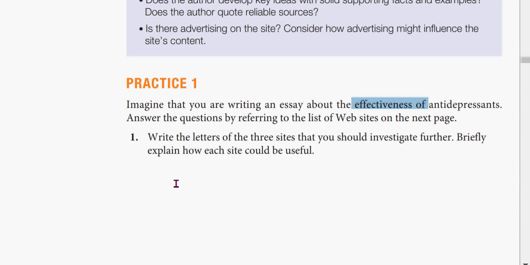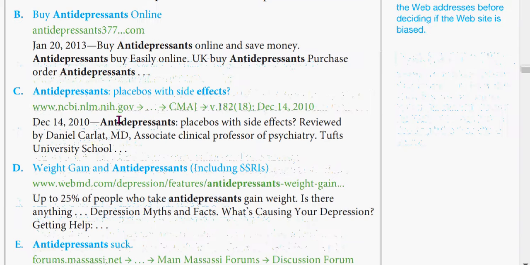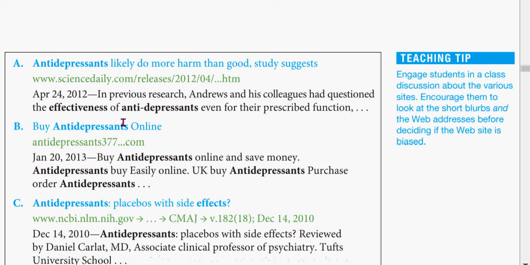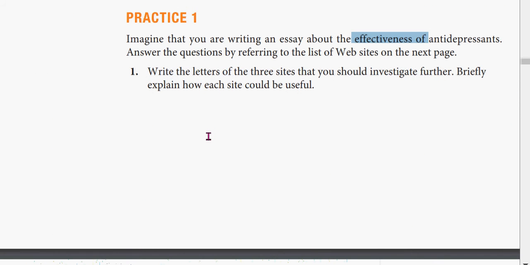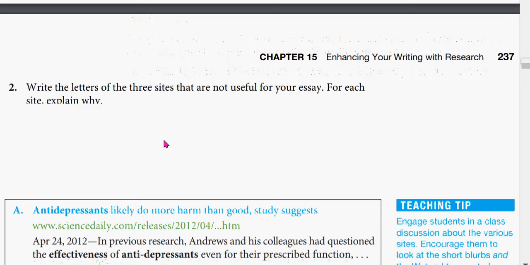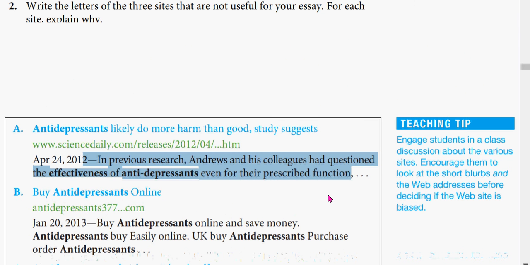So what they want you to do is decide which of these websites seems to be useful for investigating further. Which one seems to be the most appropriate? How do you know that each site could be useful? You can look at the title, you look at the internet address, and you can look at the first section here, one of the sentences from the beginning of the article. So think about those things.